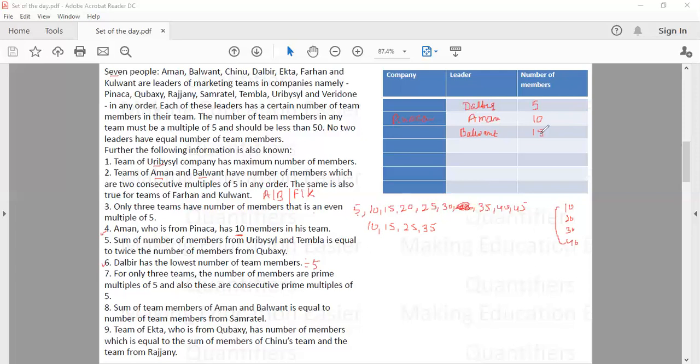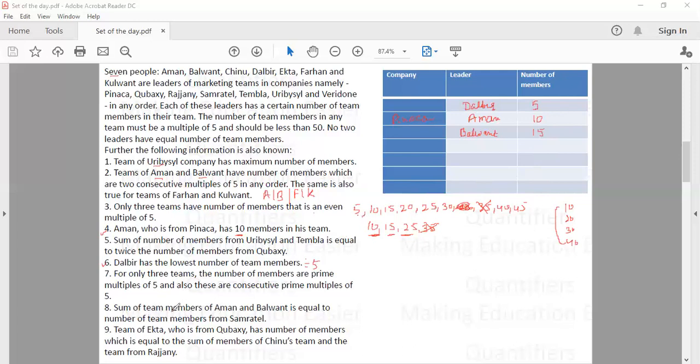So if you look at the table right now, 10 and 15 are already filled in. That means if you need to find 3 consecutive prime multiples of 5, that will be only 10, 15 and 25. That means 35 is not possible. So out of these nine values, we need to reject 2, and out of those two, 35 is the one which will be rejected. So that means 25 is also possible.